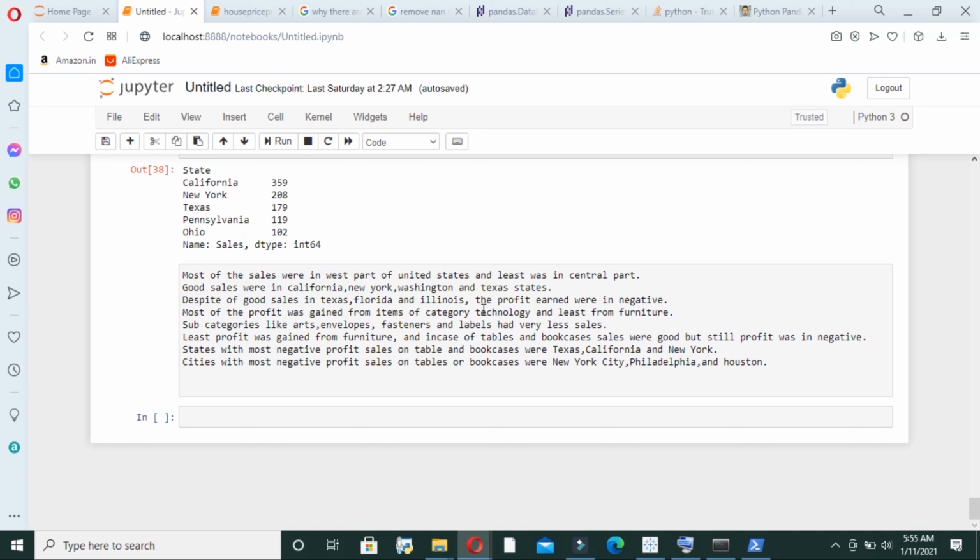Least profit was gained from furniture, and in the case of tables and bookcases, sales were good, but still profit was negative. This point was one of the most important points of the analysis. States with the most negative profit sales on tables and bookcases were Texas, California, and New York. Cities with the most negative profit sales on tables or bookcases were New York City, Philadelphia, and Houston.